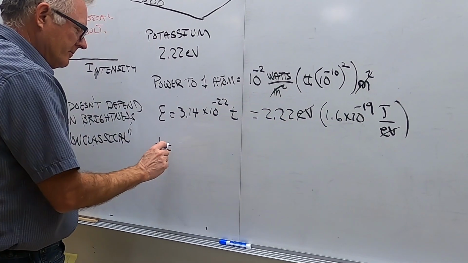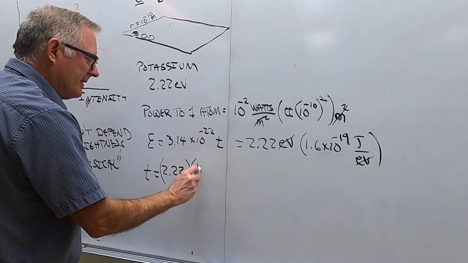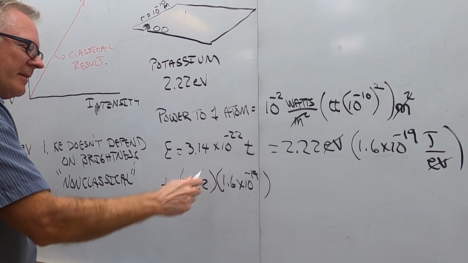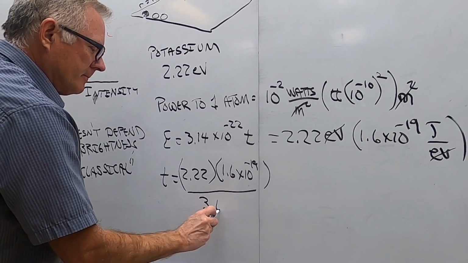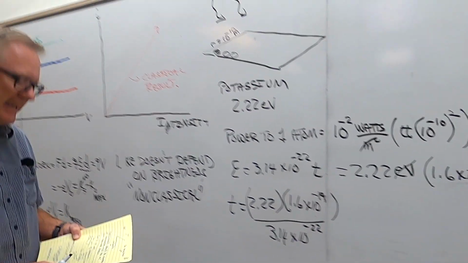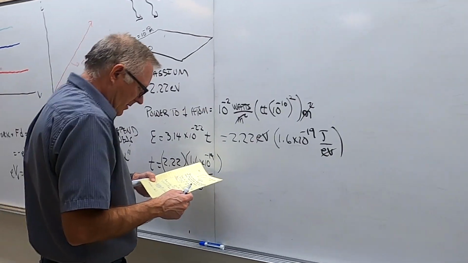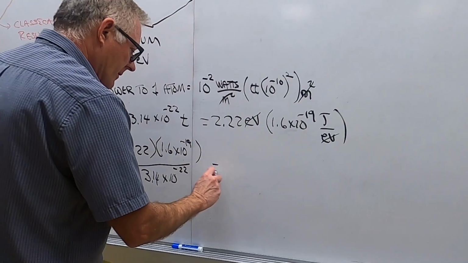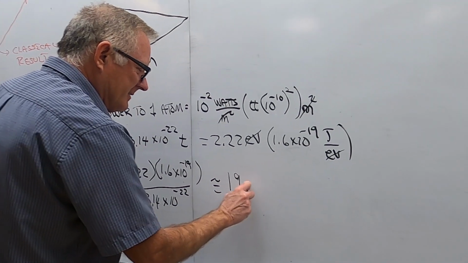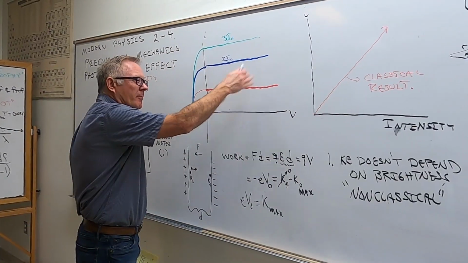is 2.22 times 1.6 times 10 to the minus 19 divided by 3.14 times 10 to the minus 22. This would be in seconds. And this came out to be, I think, 1.13. Well, if you turned it into minutes, this was about 19 or 20 minutes. It seems like a long time before I'm going to get electrons popping up.